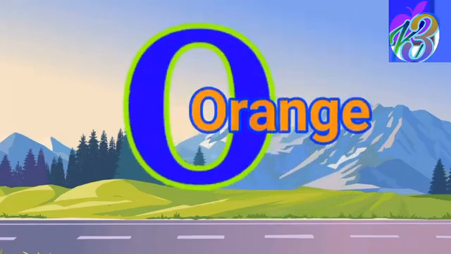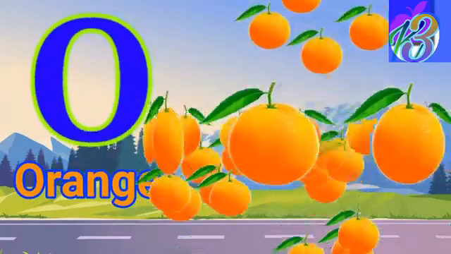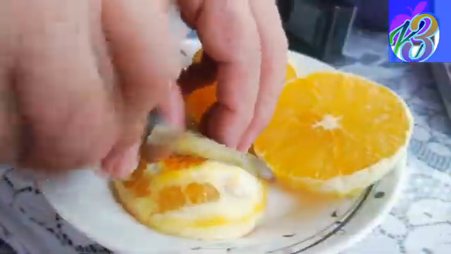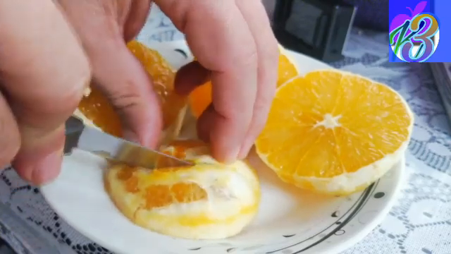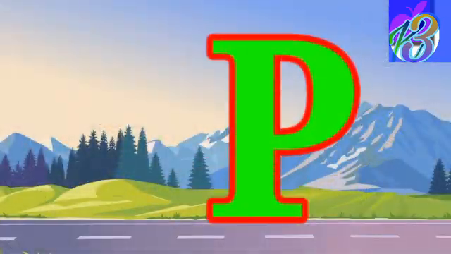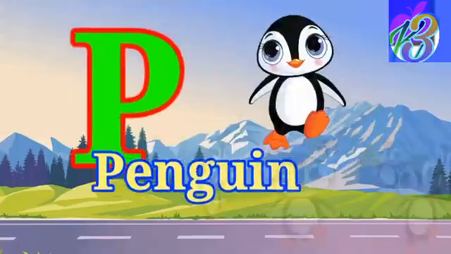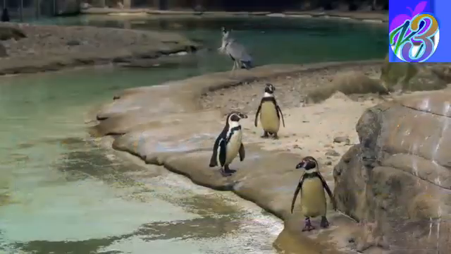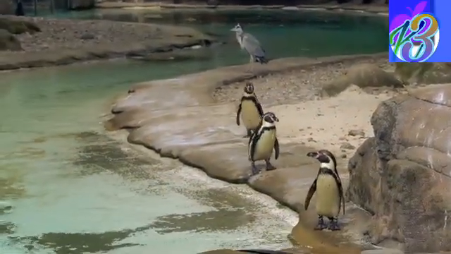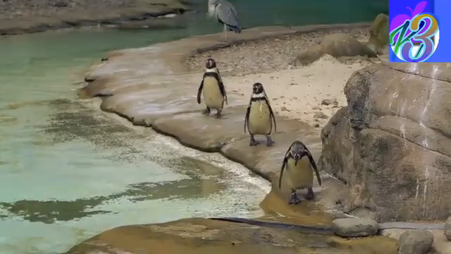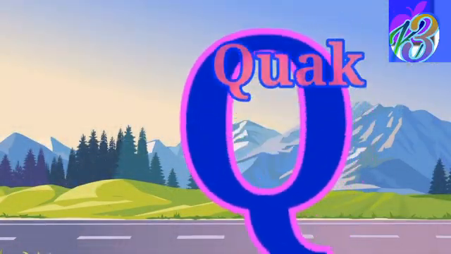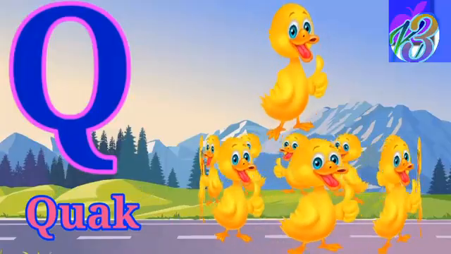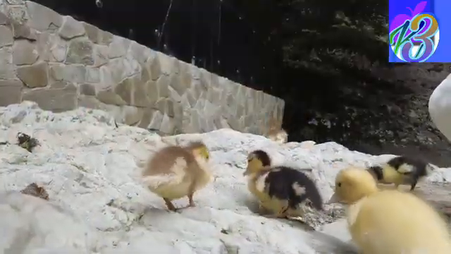O for orange. Q, R, S, T, U, V, W, X, Y, and Z. P, now I know my ABCs. P for penguin. Q for quack.